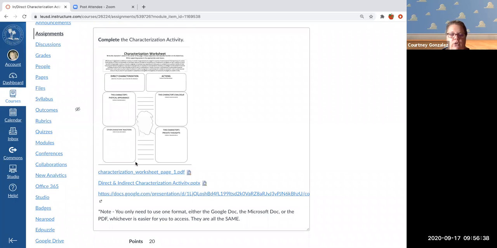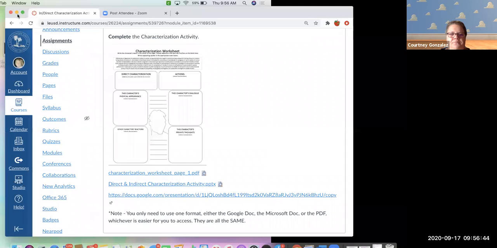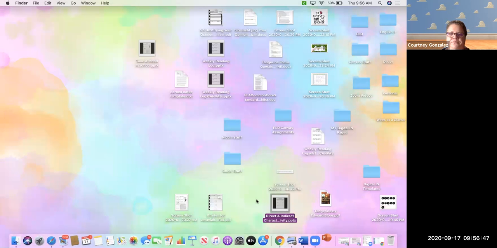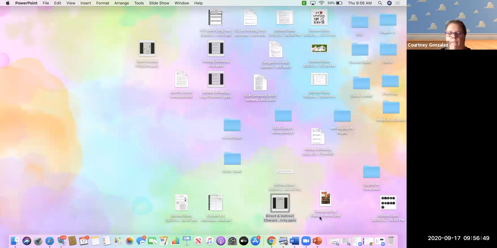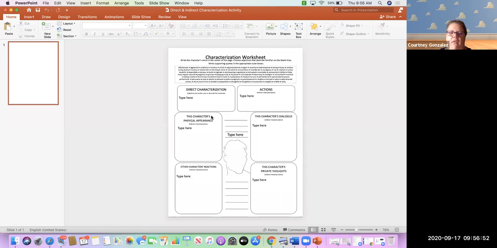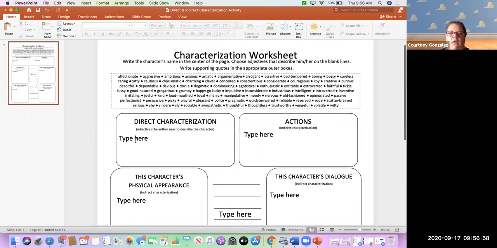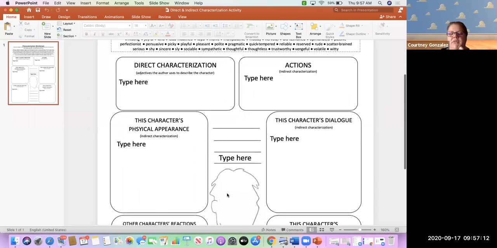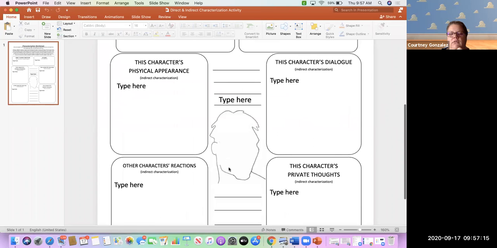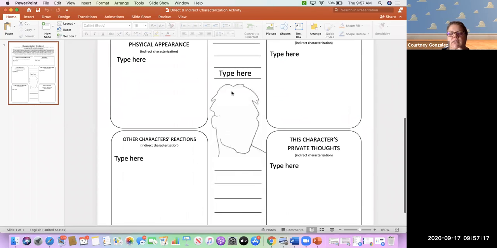This is what it looks like when you open it. So let's go ahead and open that. I'm going to open it up on my computer. Give it just a second. So this is what it looks like. When you open it up in PowerPoint or Google Slides, you can just triple click here like we usually do in our IN notes. And then what I did was I gave you all kinds of samples of words that you can use that are characterization words. So you're going to write whichever character from Tangerine that you want. You choose, guy, girl, doesn't matter. And you're going to put who that person is in the middle.